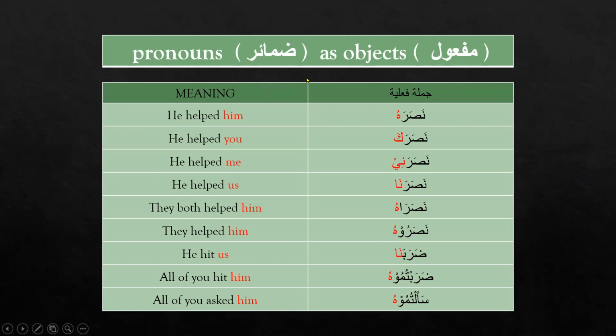Okay, the pronouns used as the object. So you know that here I have given some examples from Jumla Fa'iliyya, and here on the right column there are a few Jumla Fa'iliyya given, and here is the meaning of those sentences. So you can see here Nasarahu. You can see that there are two words. Here, this is the first word, and here, this is the second word.